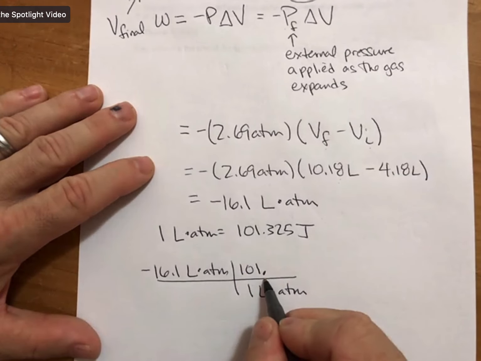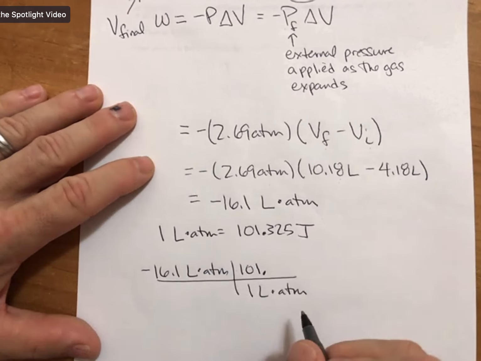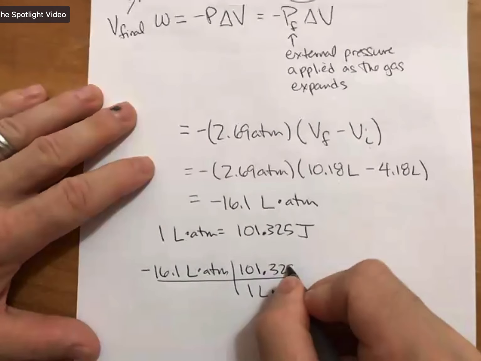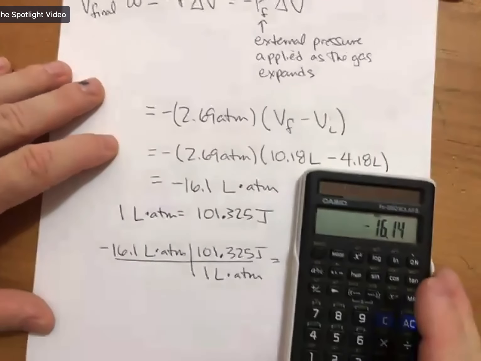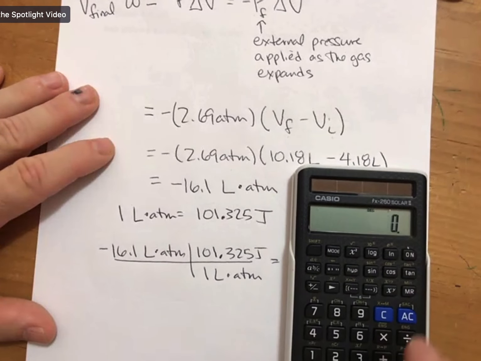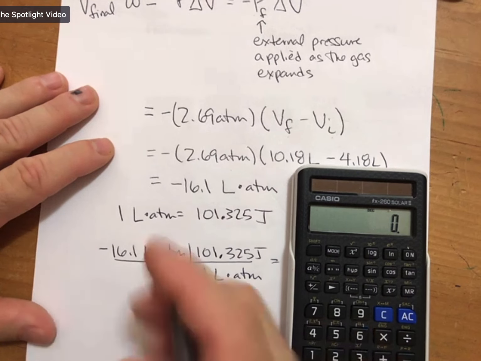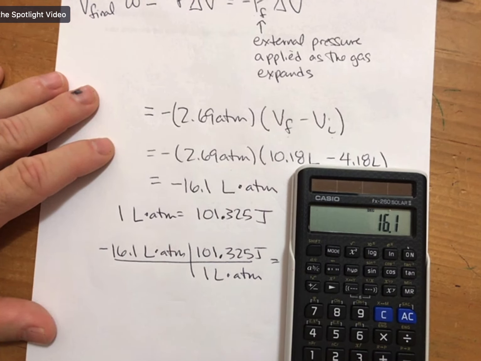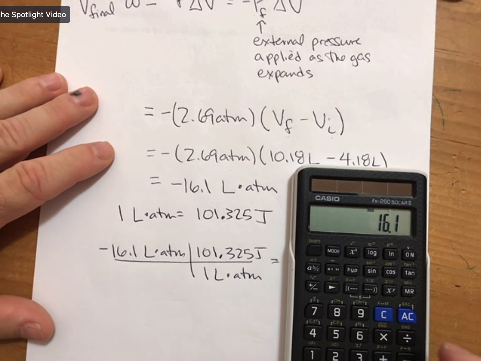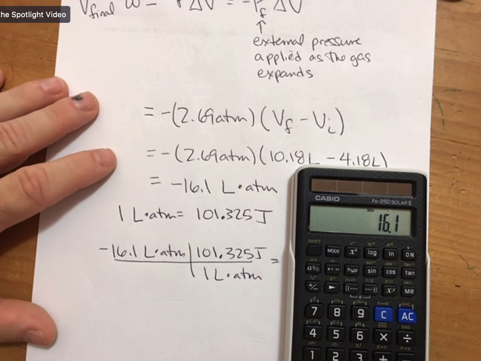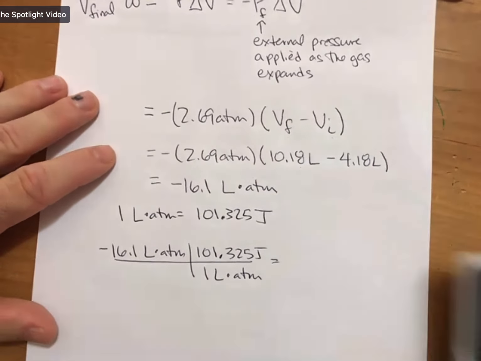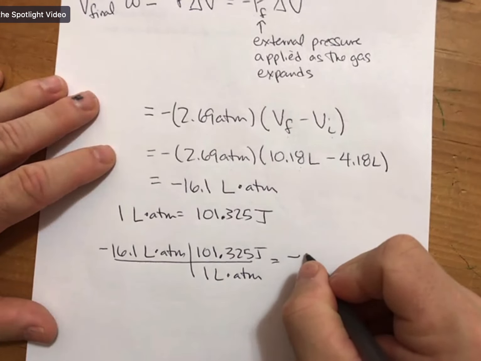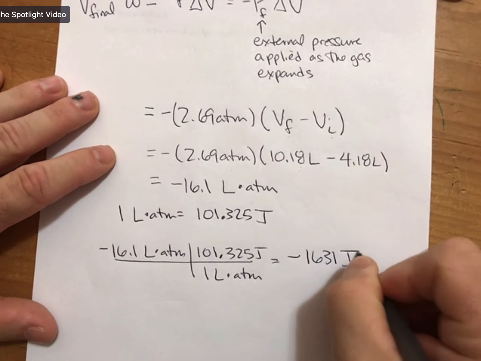And that's a point there. That's 101.325. Want to make sure you knew it was not a comma. I'm going to leave out my minus sign, which I oftentimes do, and I hope to put it back in at the end. Times 101.325. I get negative 1631 joules.